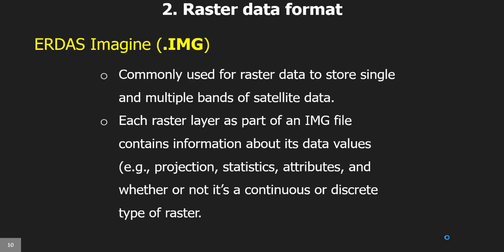Erdas Imagine has extension IMG, which is commonly used for raster data to store single and multiple bands of satellite data. Each raster layer as part of an IMG file contains information about its data values such as projection, statistics, attributes, and whether or not it's a continuous or discrete type.